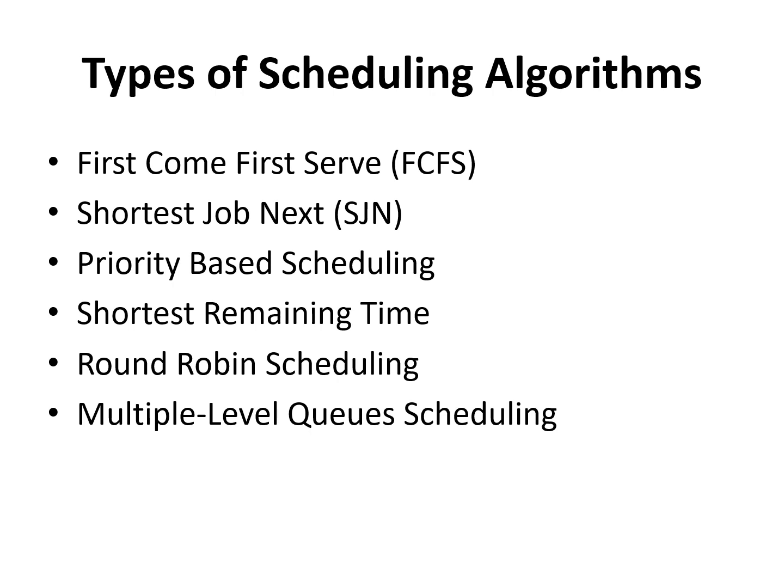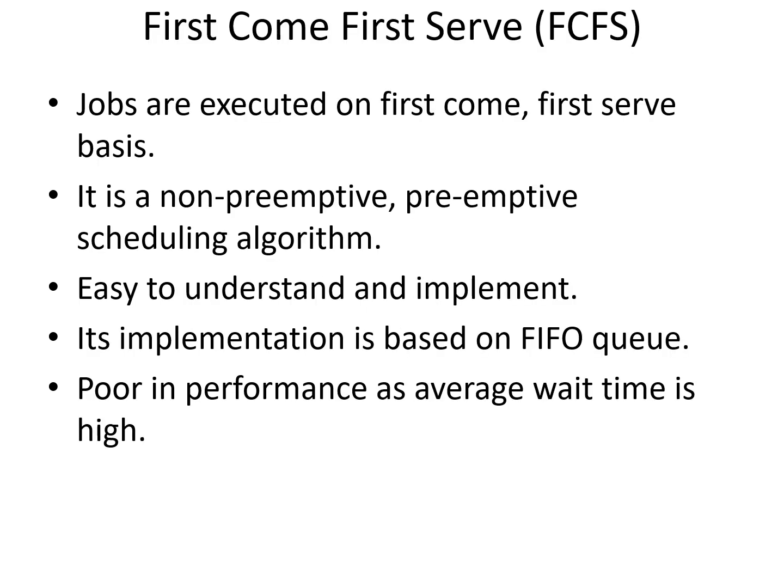First is first come first serve, FCFS, then shortest job next, priority based scheduling, shortest remaining time, round robin scheduling, and multiple level queue scheduling. These are the types of scheduling algorithms. In the upcoming slides, we are going to discuss each and every algorithm and its example also. The first one is first come, first serve.